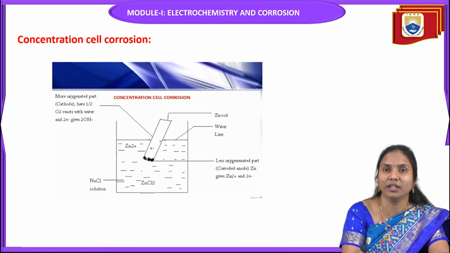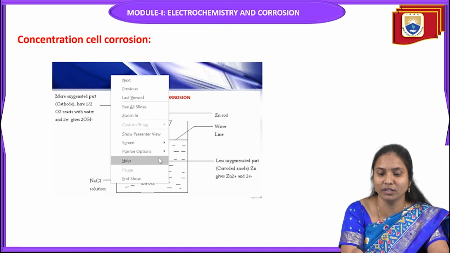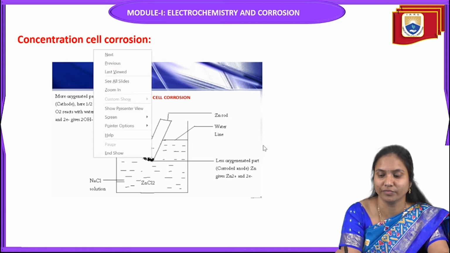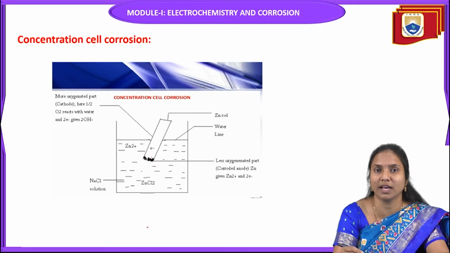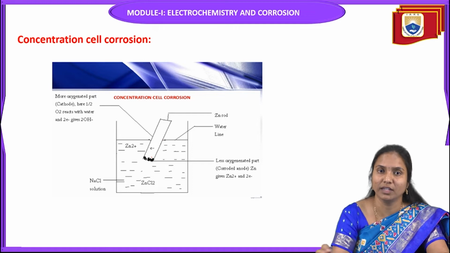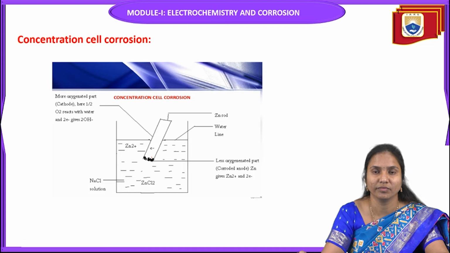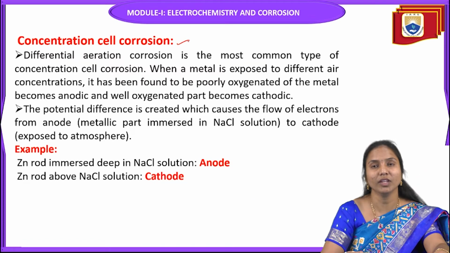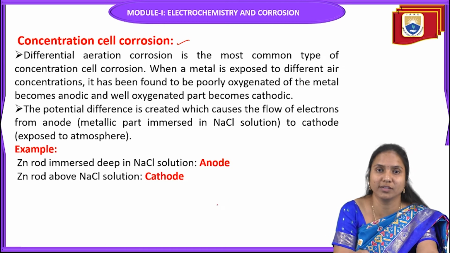For example, when any metal is partially dipped in an electrolyte, below the water level it has poor oxygen, and above the water level it has more oxygen. So oxygen differences arise. In this case concentration corrosion occurs. This type of corrosion occurs, for example here. This is differential aeration corrosion, also called concentration corrosion.